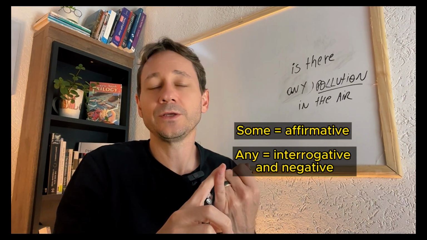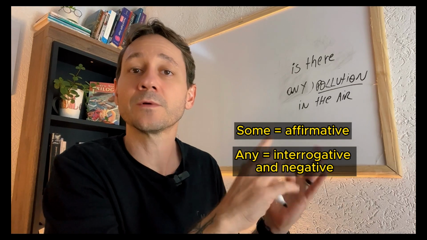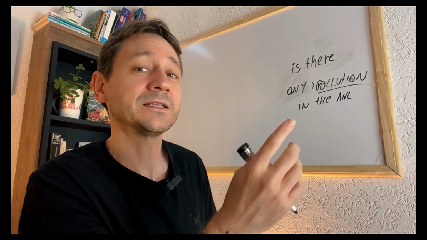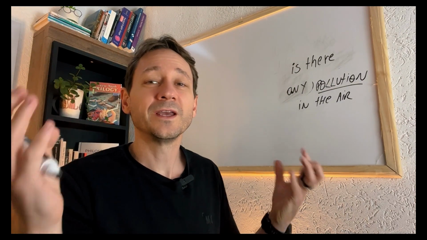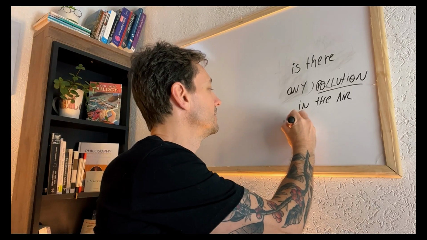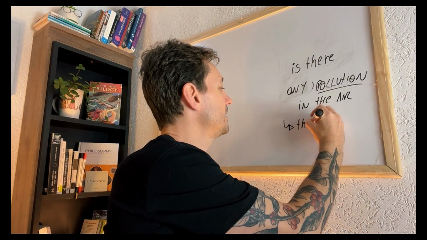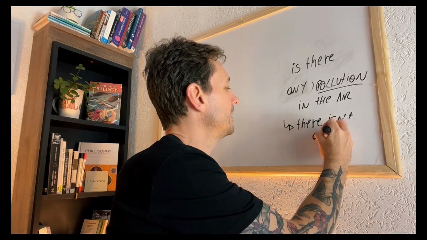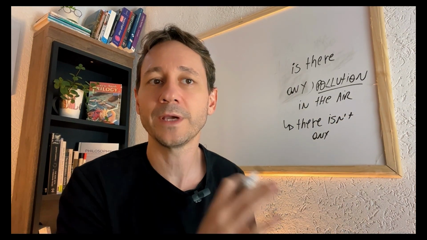Remember, some I'm going to use for affirmative sentences, any for interrogative or negative. So if I say yes, there is some pollution, then I'll go back to some. And if I say it negatively, I live in a very beautiful city with clear skies, very rare, then you're just going to say, no, there isn't any pollution in the air. Now I'm back to any. Does that make sense?